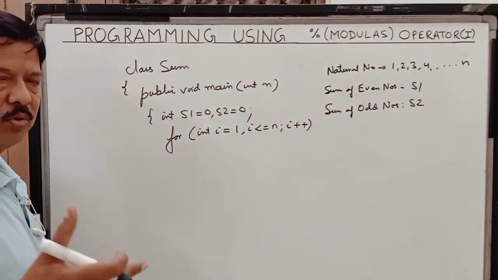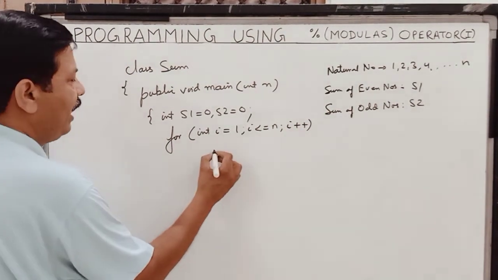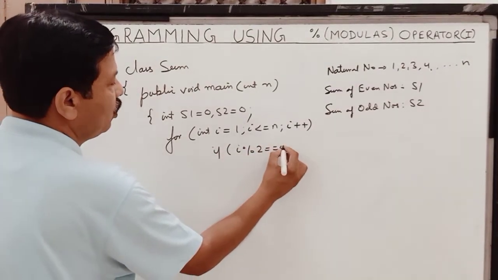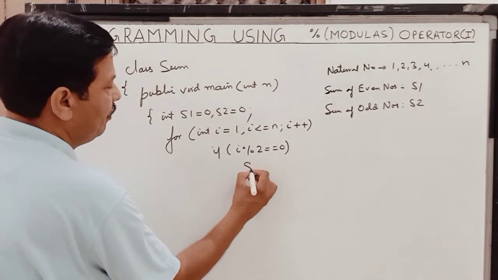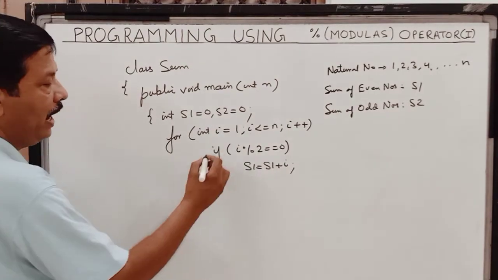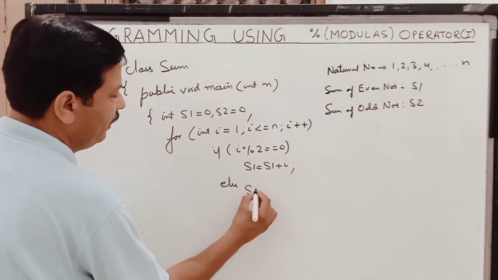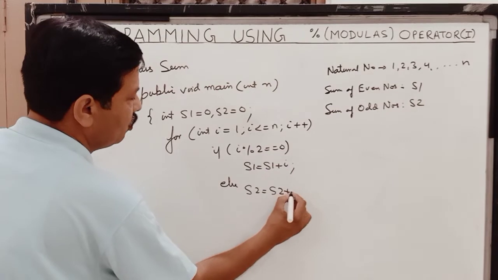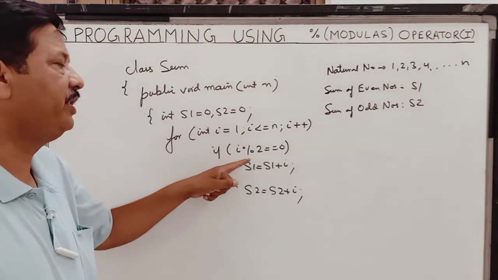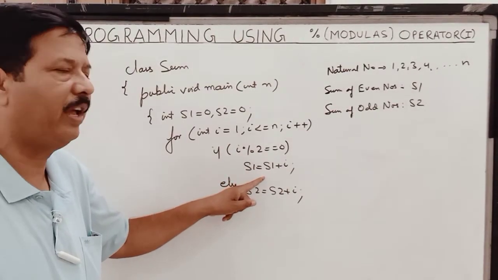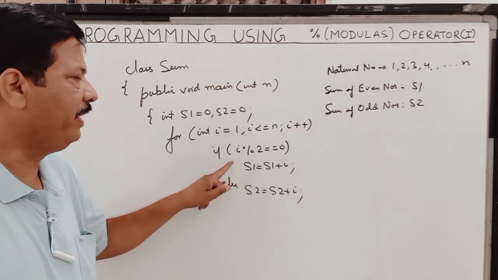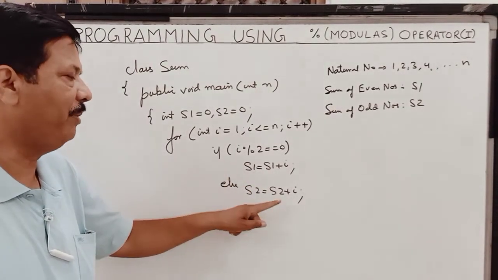So in I am going to get 1, 2, 3, 4, and here I am saying if my number I is divisible by 2, it will be an even number which I am going to store in S1, and if my condition is false, then the number will be odd which I am going to store in S2. So if my natural number is divisible by 2, I am storing that number in S1, and if it is not divisible by 2, I am storing it in S2.